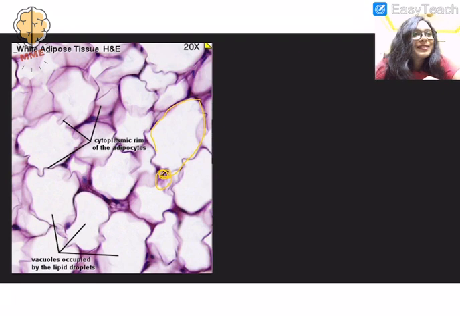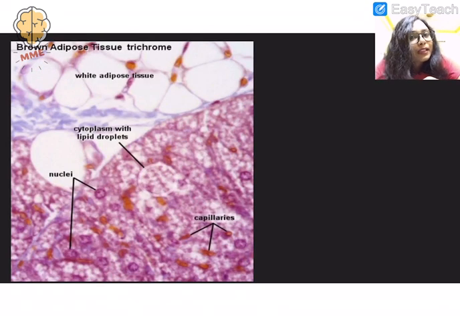Okay, so next will be the white and brown adipose tissue. You need to read it in a bit of detail because brown adipose tissue is asked sometimes.